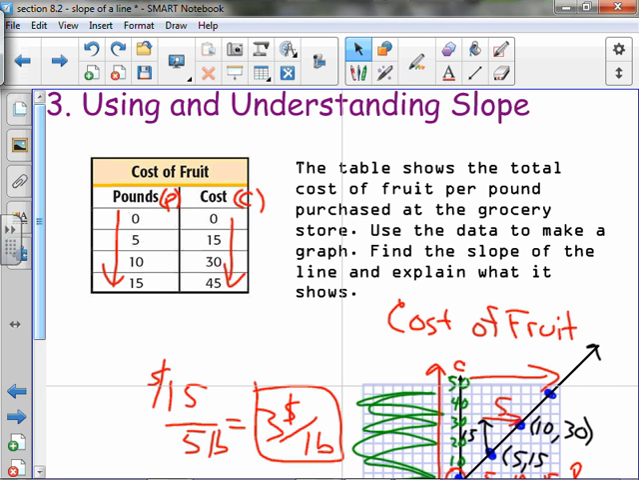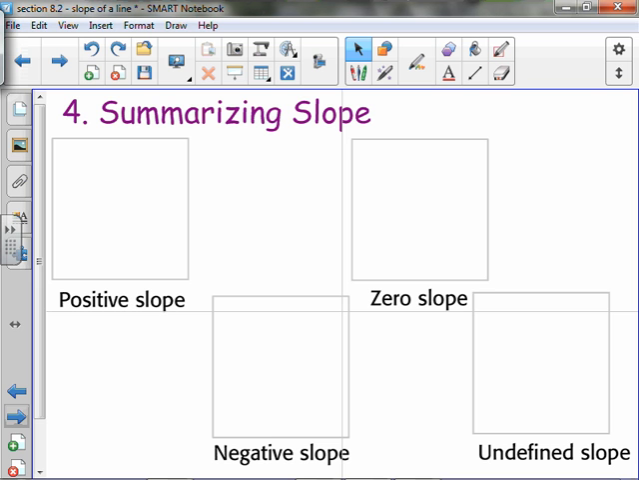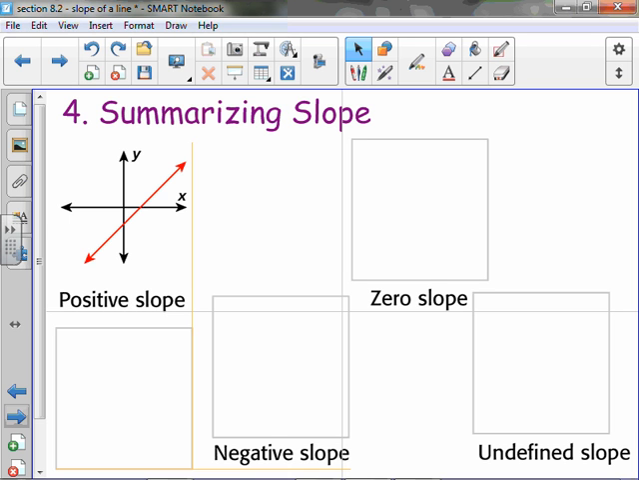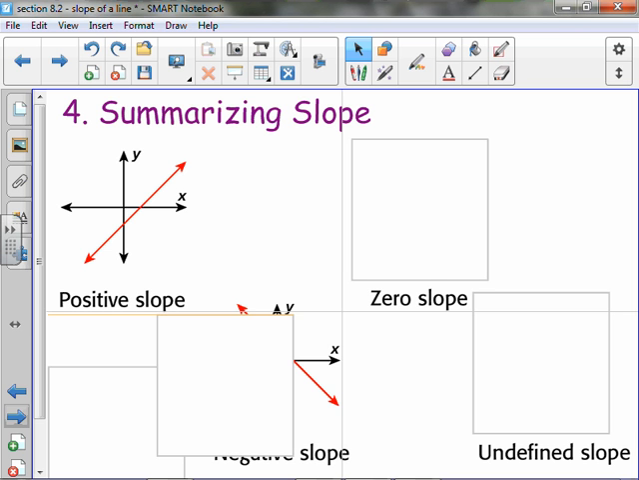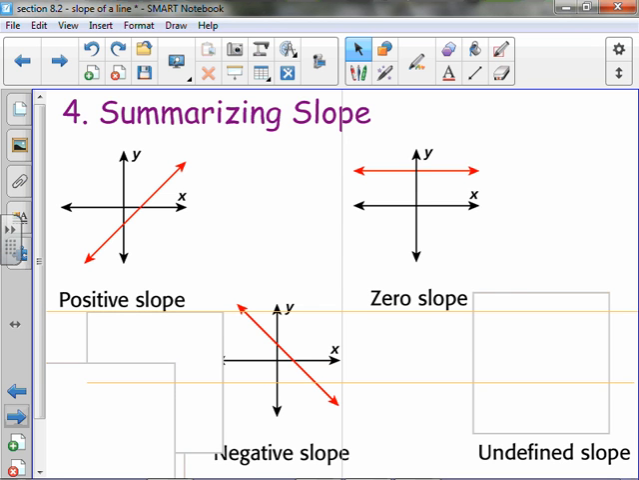Now I am going to go on to my, there's going to be a your turn question, and then I'm going to go on to my final slide. We're going to summarize slope. Slope can be one of four things. It can be positive. That means we're going up and over, so it looks kind of like this. Slope can be negative. That would mean our rise is actually negative, so we'd be going down and over. Slope can also be zero. That means we're not going up at all, even though we're going over.